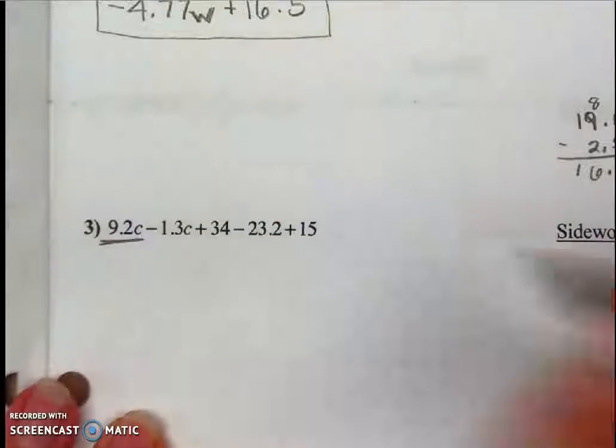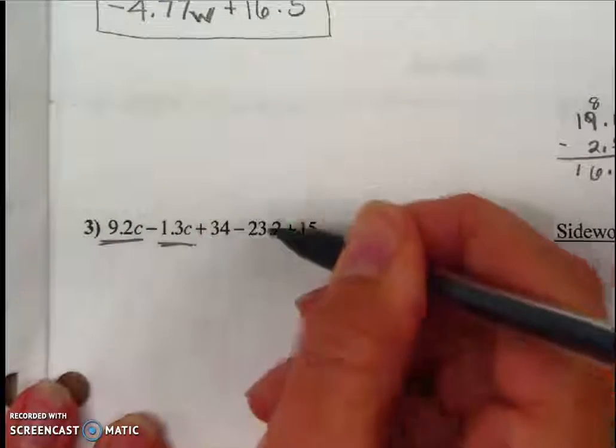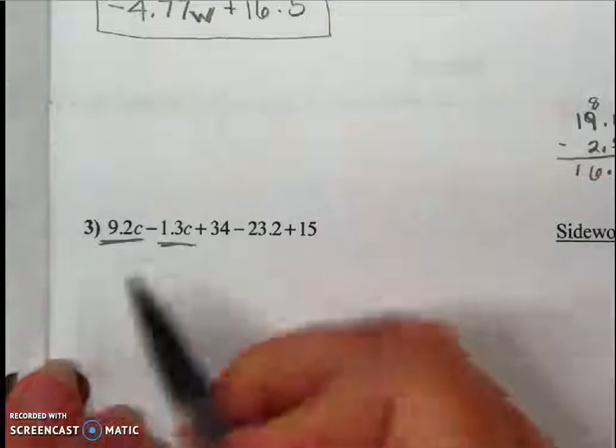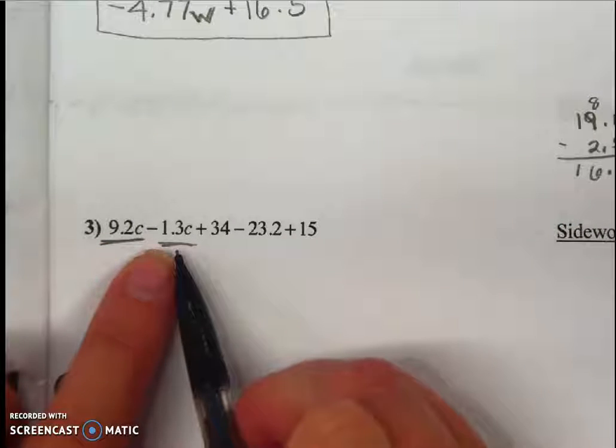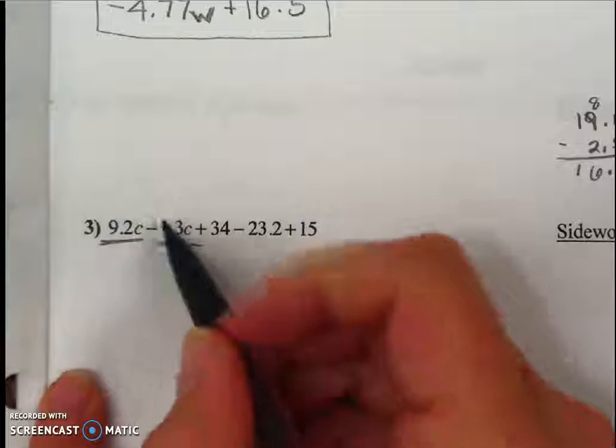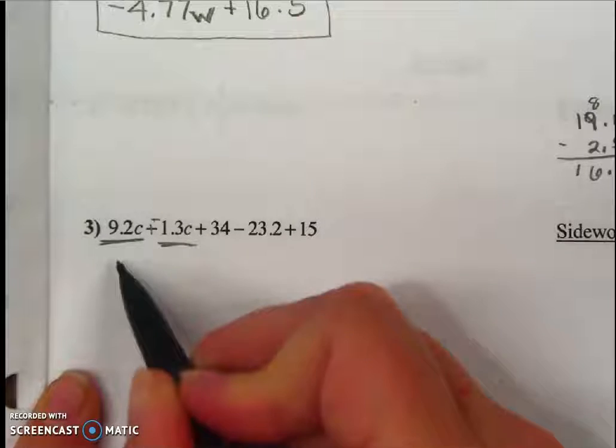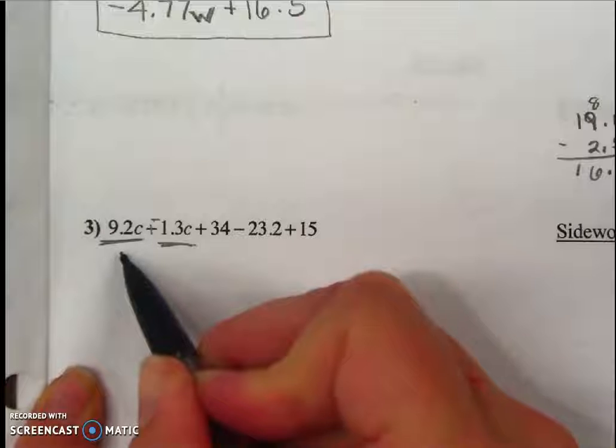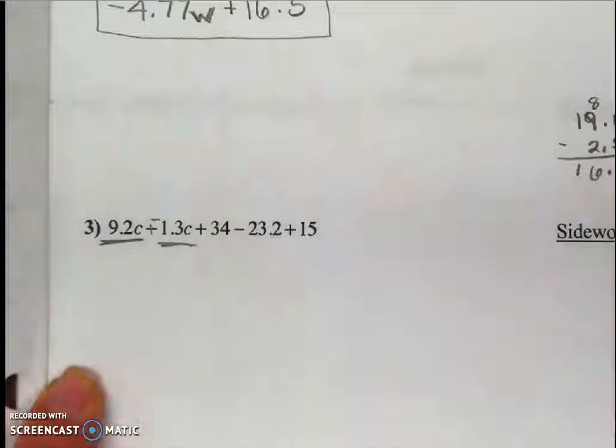So I see C's this time. So let's see. We've got a C there. I've got a C there. Any other numbers with C's? Nope. So I'm going to be combining 9.2 and negative 1.3. Remember, add the opposite. So do I have more positives or more negatives? Well, I have more positives. Because they're different signs, I know I will subtract.